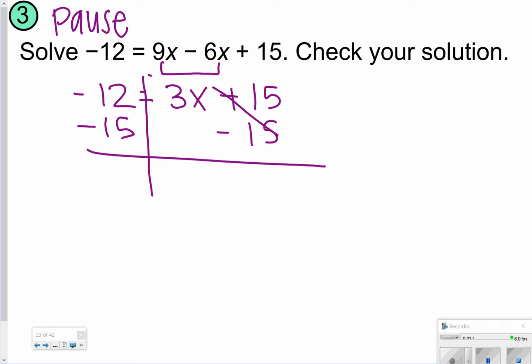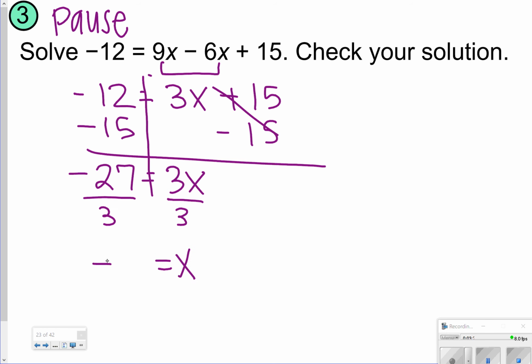So we have negative 27 is equal to 3x. Notice it's negative 12 and negative 15. Same sign, add and keep. And then last but not least, we're going to divide both sides by 3. So we'll get x is equal to negative 9, or negative 9 is equal to x. Okay?